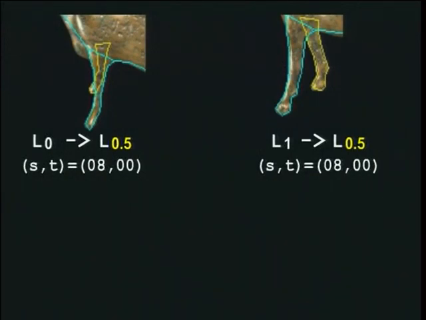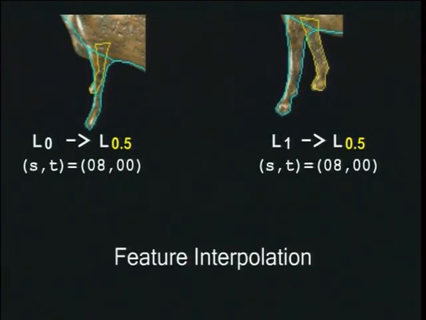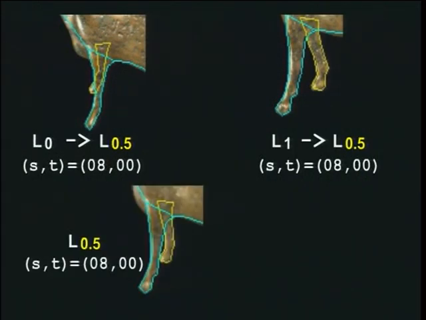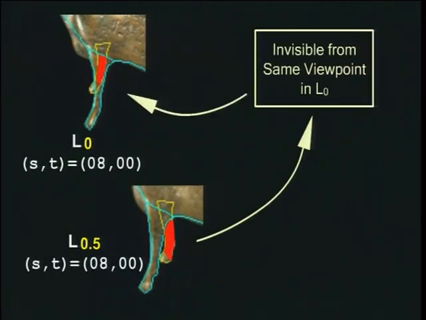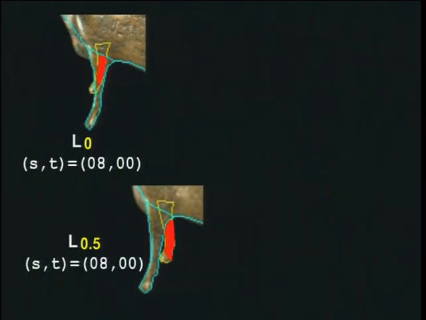Suppose we have two light fields L0 and L1. We want to warp L0 to L0.5. We get the feature polygons of L0.5 by interpolating L0 and L1. Notice that in this view of L0.5, the area highlighted in red corresponds to a hidden part of L0 in the same view. For existing image warping techniques, this area is a hole.